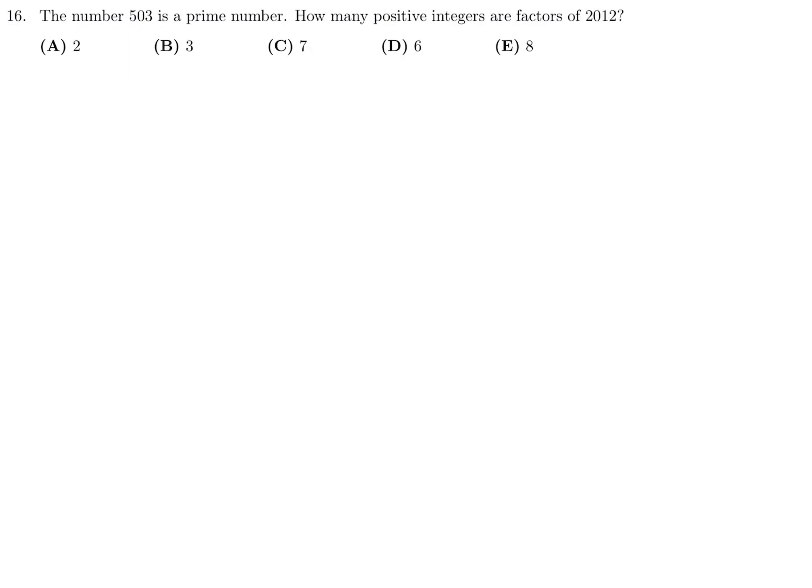The number 503 is a prime number. How many positive integer factors of 2012 are there? Well, 2012 is equal to 4 times 503. So it's nice that they told you that's a prime number. Well, this is really just 2 squared times 503. And you can also write that as 2 to the power of 2 times 503 to the power of 1.